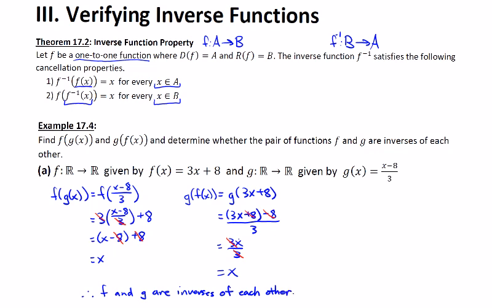Now it's interesting to notice that the order of the cancellation is the opposite of what we had with the first composition. In that first composition, we had the 3's cancel first, and then the 8's cancel second. And then just the opposite occurs with g of f of x. The 8's cancel first here, and then the 3's end up canceling second in this one. But either way, we were able to show that both compositions give us x, and therefore f and g are inverses of each other.